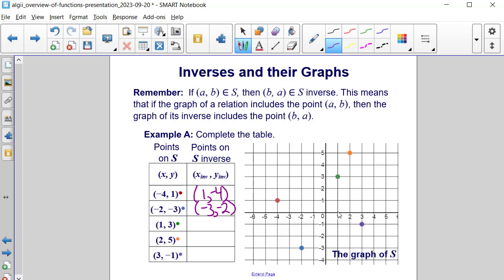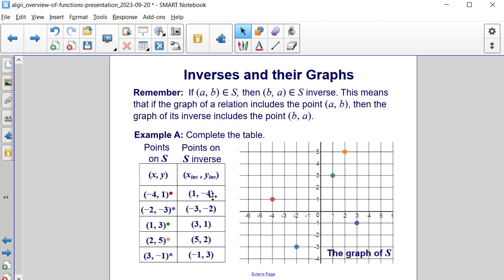The green point is at (1, 3). So its inverse will be at (3, 1). The orange point is at (2, 5). So its inverse will be at (5, 2). And our purple point is at (3, -1). So its inverse will be at (-1, 3).